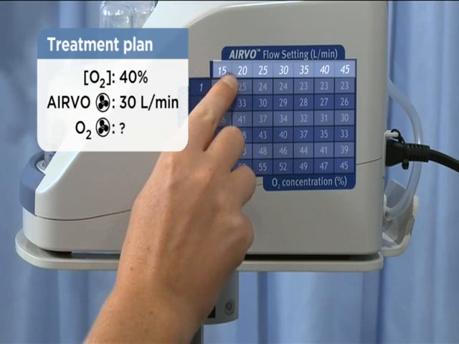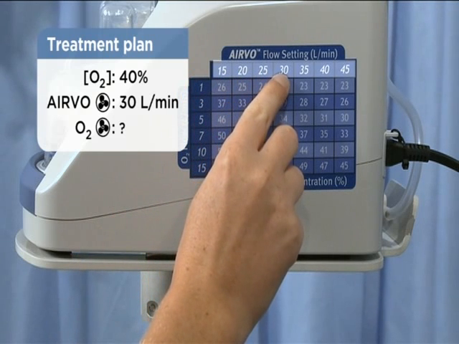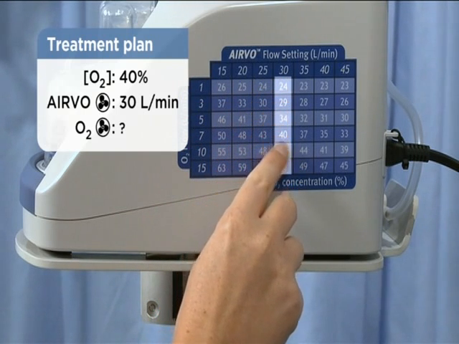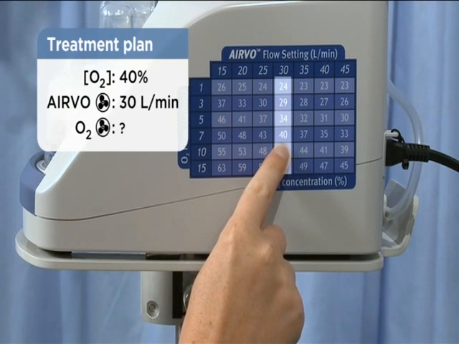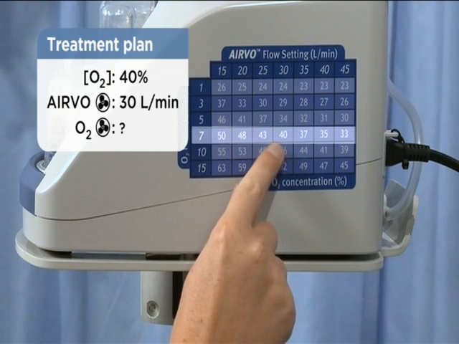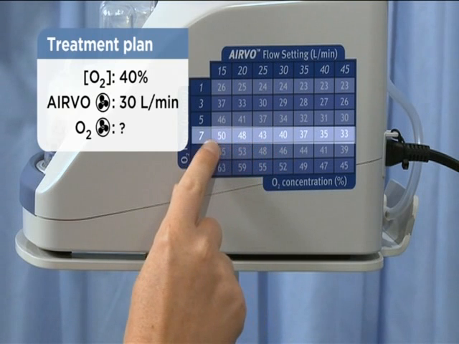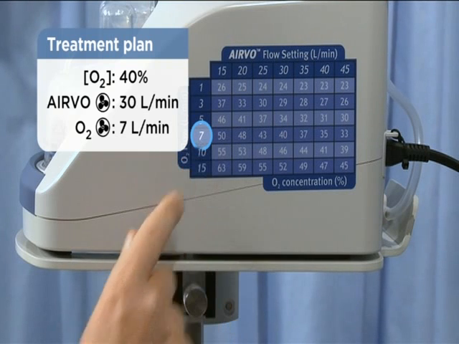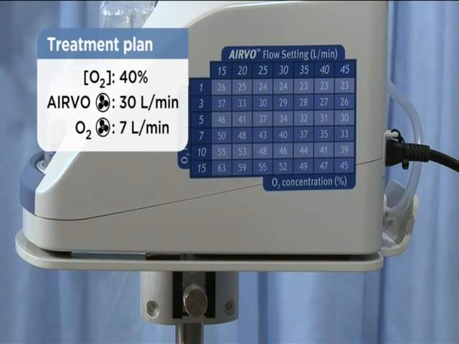When the flow rate is correct, find the column on the oxygen chart that corresponds to the AIRVO gas flow rate, in this case 30 litres per minute. Scan down the column until you find the oxygen fraction desired, 40%. Scan along the row and read the oxygen flow rate required, in this case 7 litres per minute. So to deliver an oxygen concentration of 40% to the patient when the AIRVO flow rate is 30 litres per minute, set an oxygen flow rate of 7 litres per minute on your oxygen flow meter.